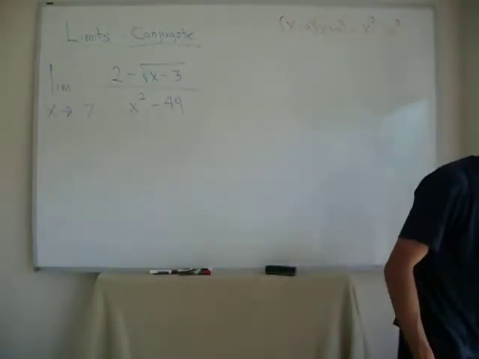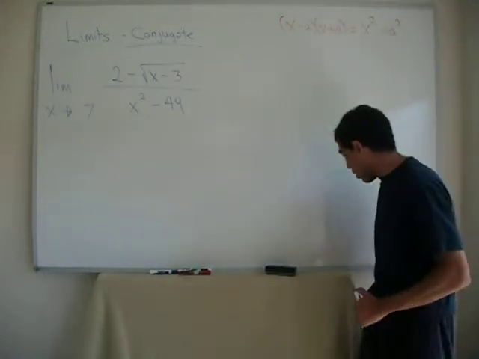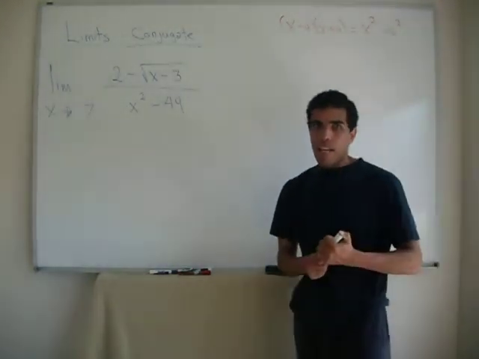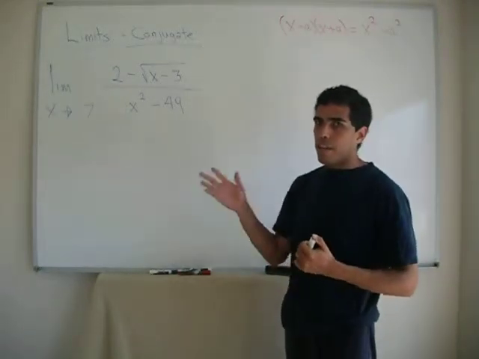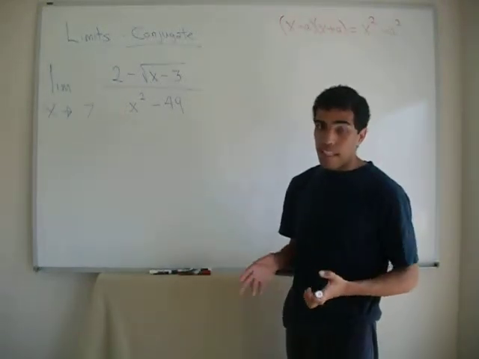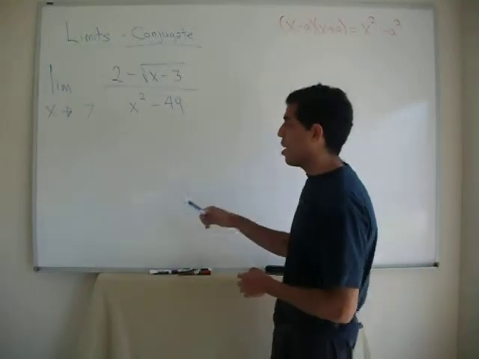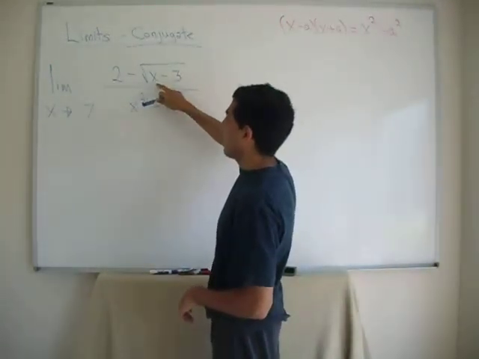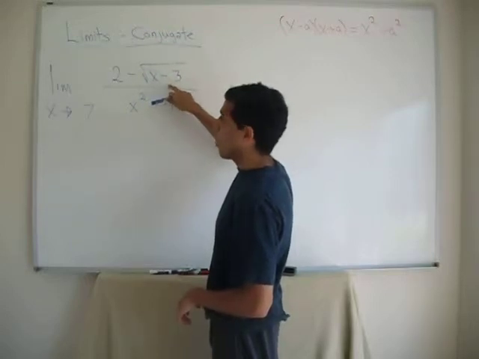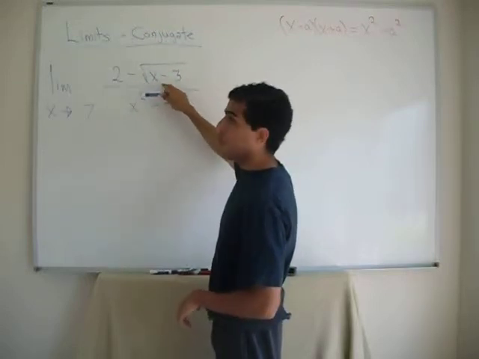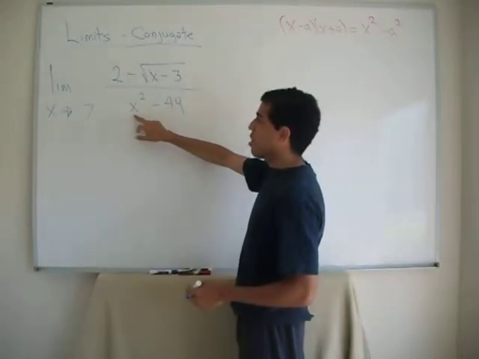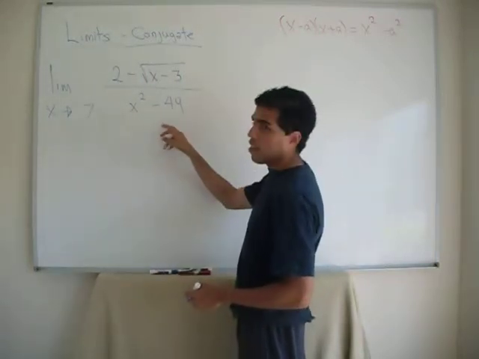Well, the first thing you should do, if you correctly recall, is evaluate. We cannot just jump in right away and solve the limit without verifying that there's indeed an issue with the limit. So let's do that first. Evaluating, 7 goes right here: 7 minus 3 is 4, the square root of 4 is 2, and 2 minus 2 is 0. And at the bottom, 7 squared is 49, minus 49 is 0.